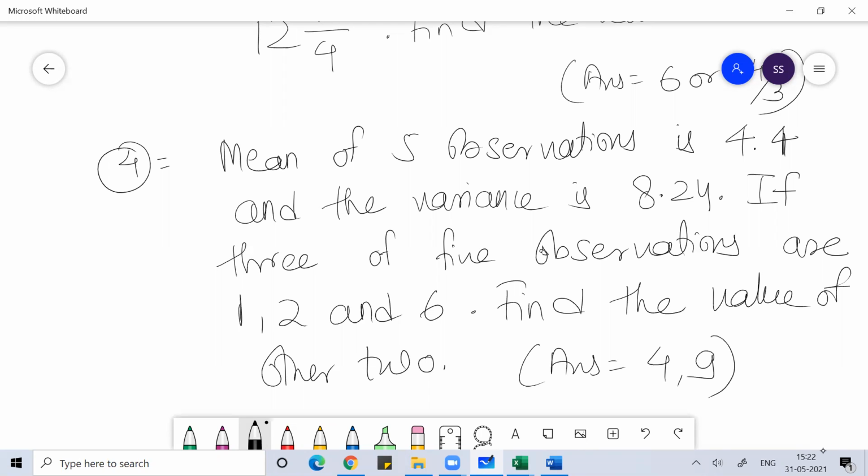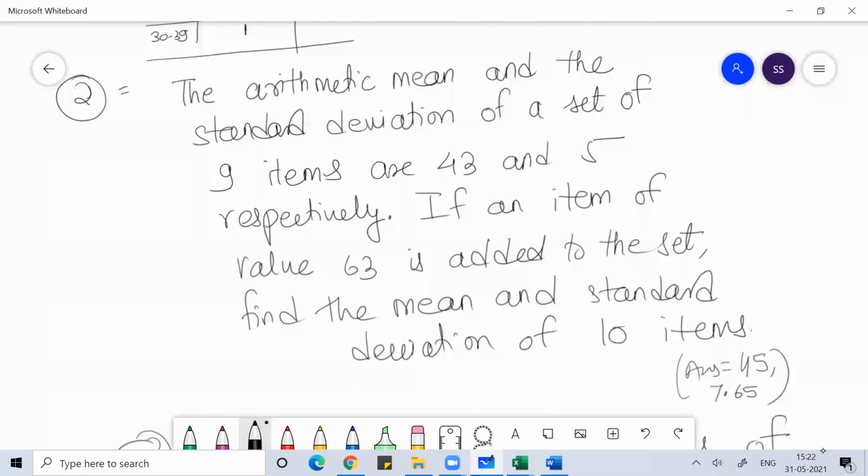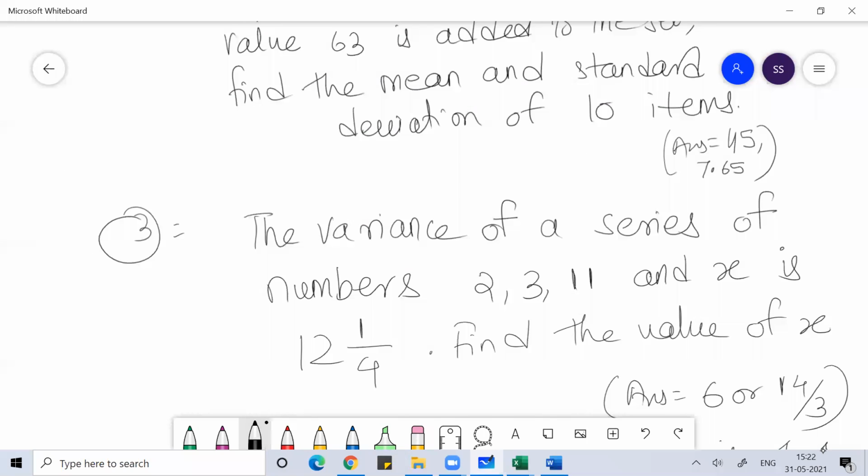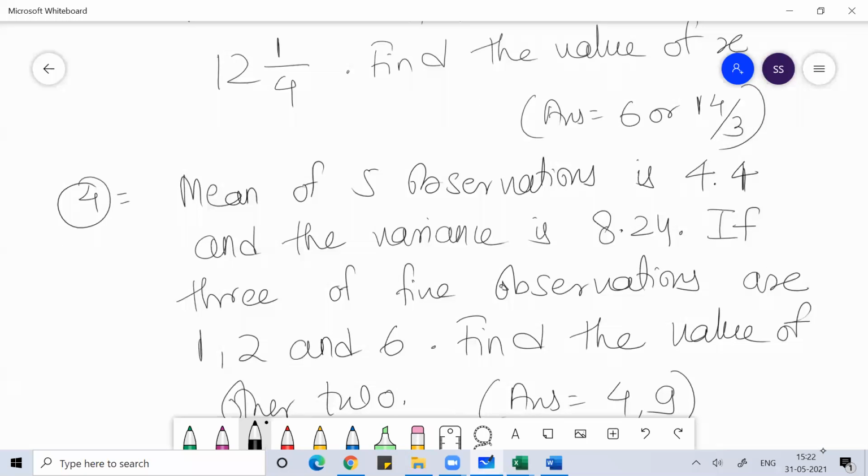These four are your assignment. You do these questions. If you have any doubt, we'll discuss them in the next class. So these four questions I gave you as assignment. You solve these questions. If you have any doubt, let me know.